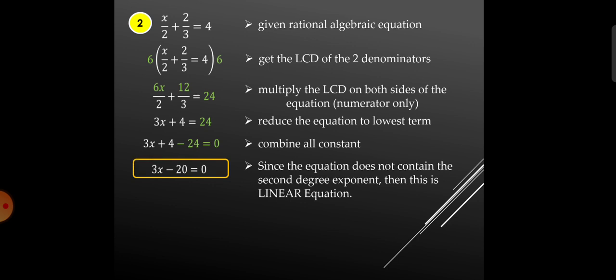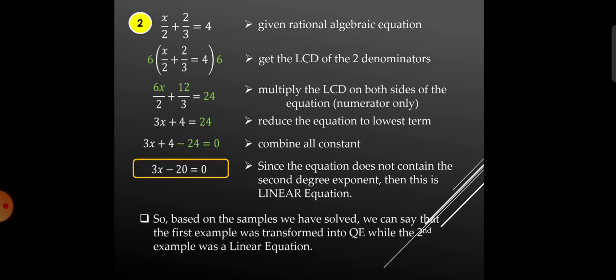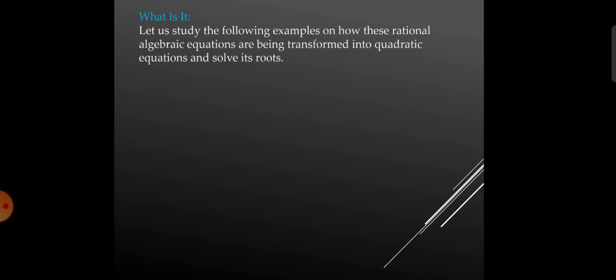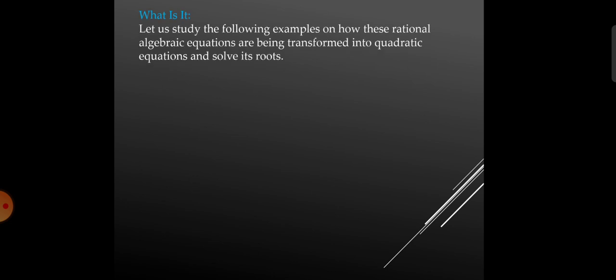Okay, gets? So, based on the samples we have solved, we can say that the first example was transformed into quadratic equation, while the second example was a linear equation. Okay? Nasabtan. Okay. So what is it? Let us study the following examples on how these rational algebraic equations are being transformed into quadratic equations and solve its roots. Number 1.